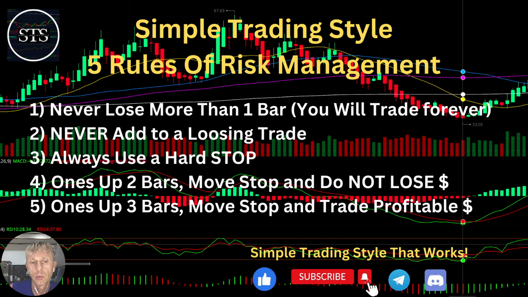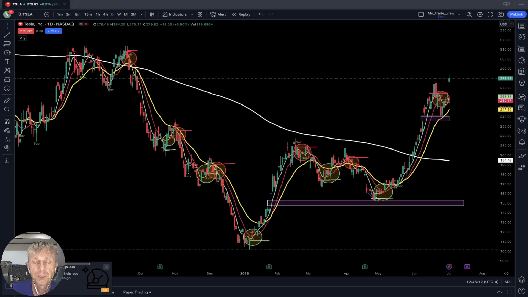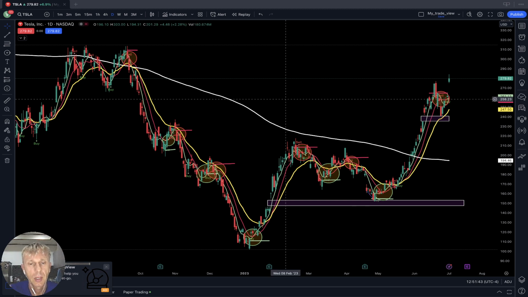Okay, let's move to TradingView. Let's start from TradingView. If you want to learn more about TradingView setup, just go to the description. There is the link to the TradingView setup training.